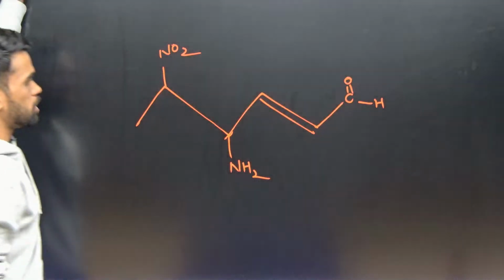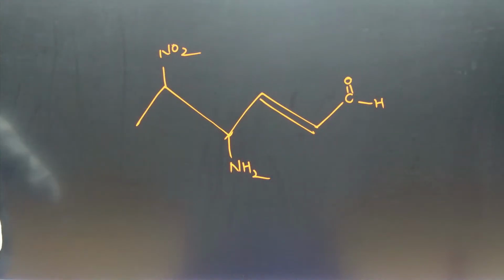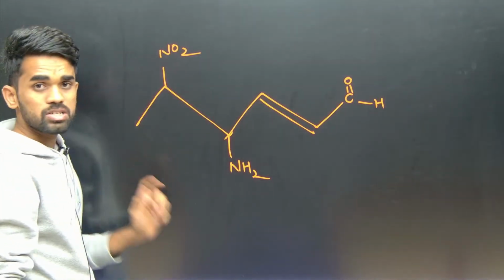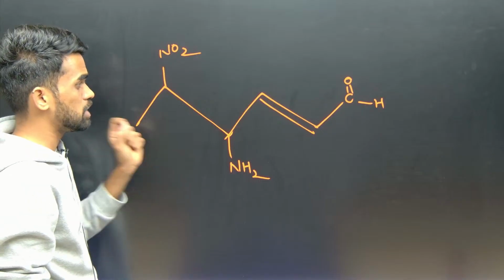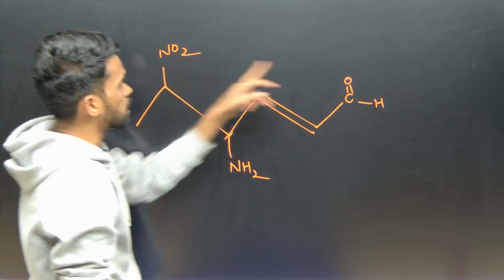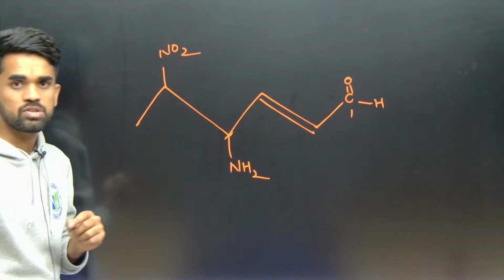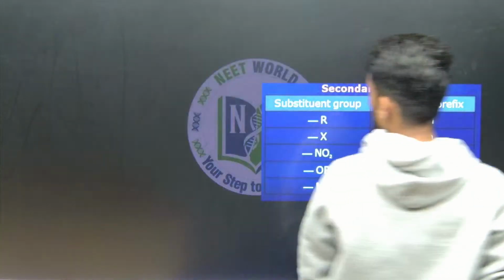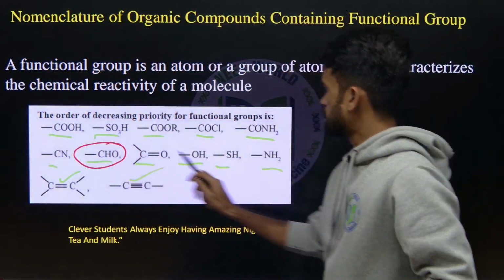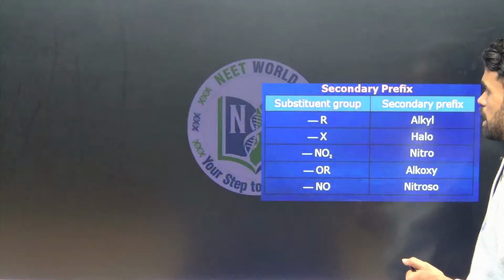What is the IUPAC name of this compound? Tell me. Very easy. I know you can easily answer this question if you have followed the session. Just tell me from where we should start the numbering first. Identify the parent chain here. The parent chain includes the principal functional group. There are 3 functional groups here, but out of that aldehyde is the most prioritized as per the priority table that I have shown here. As per this, aldehyde is more prioritized, then hydroxy, then amines. So based on this you can easily write this.